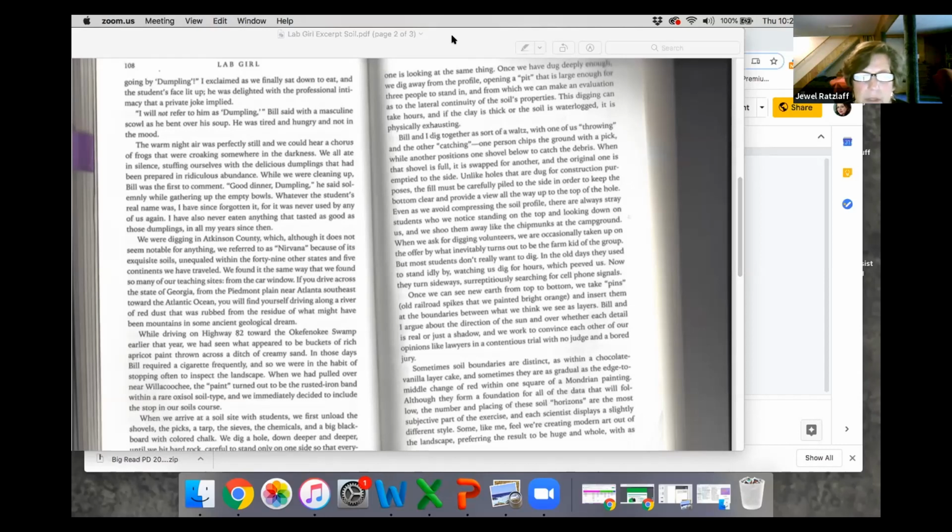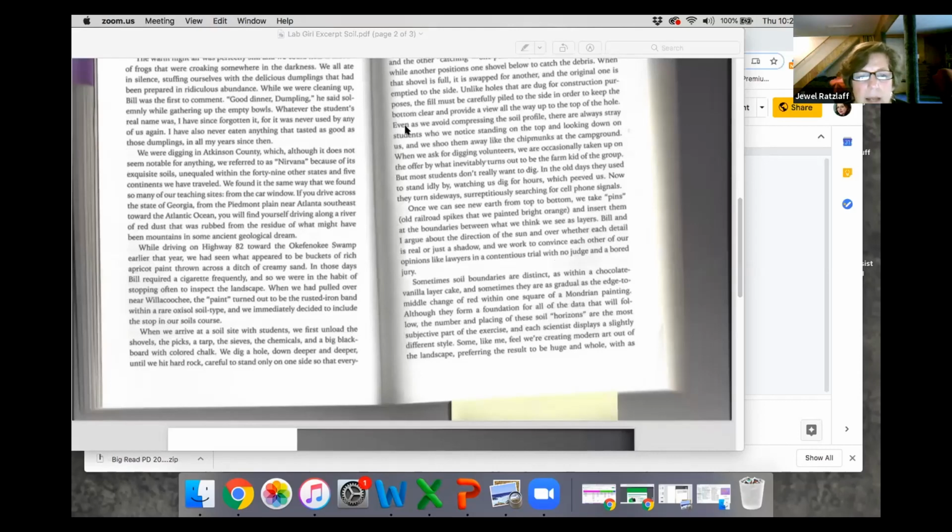Sometimes soil boundaries are distinct, as within a chocolate vanilla layer cake, and sometimes they are gradual, as the edge to middle change of red within one square of a Mondrian painting. Although they form a foundation for all the data that will follow, the number and placing of these soil horizons are the most subjective part of the exercise, and each scientist displays a slightly different style.